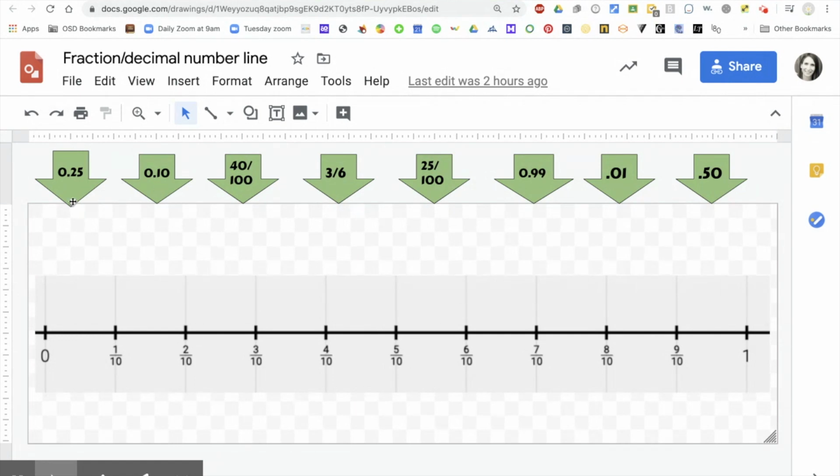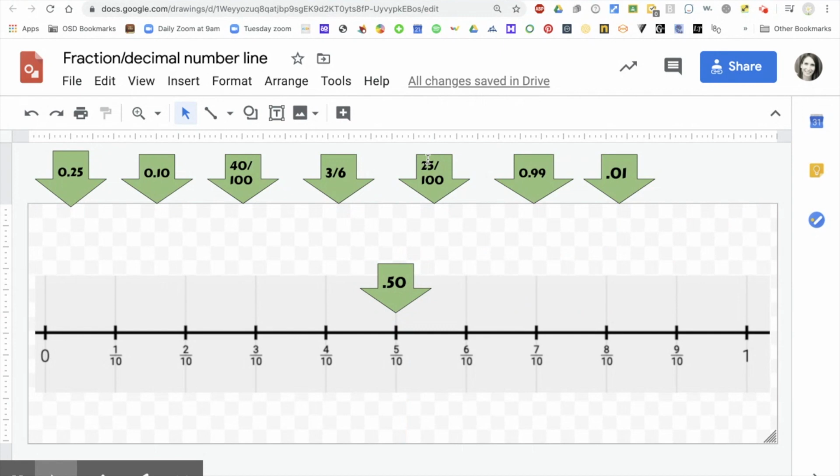I am going to read my decimals and my decimal fractions and see which ones are familiar to me. 25 hundredths, 10 hundredths, 40 hundredths, 3/6, 25 hundredths, 99 hundredths, 100, and 50 hundredths. So I know from the lesson, this one rings a bell, so I'm going to drag this one down, 51 hundredths.